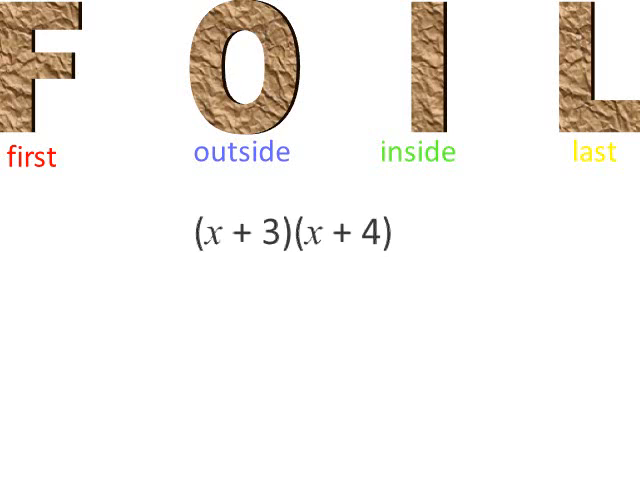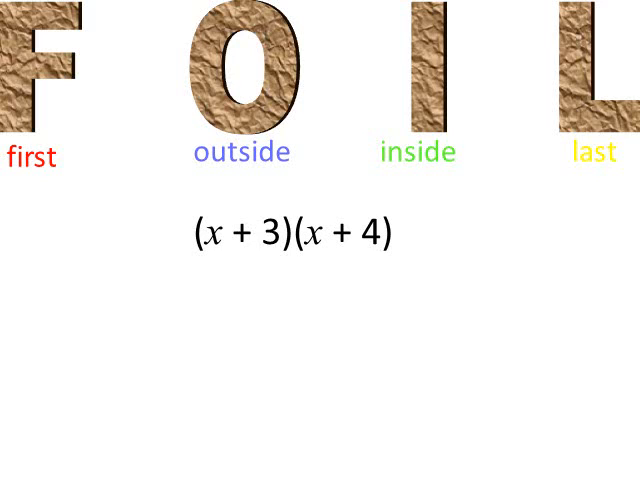So the trick to remembering how to multiply two binomials together is the word FOIL, where F is first, O is outside, I is inside, and L is last. FOIL. So here's the kind of problem we'll be doing. We have two binomials. One binomial is x plus 3. The other one is x plus 4. So what we're going to do is multiply every term in the first binomial by every term in the second binomial. Now the easy way to remember how to do that is by using FOIL.